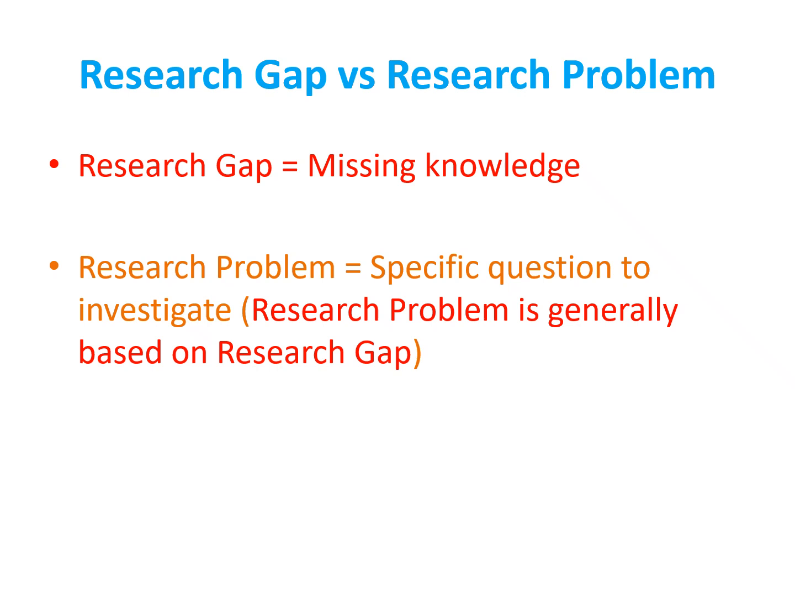Research gap versus research problem. A research gap is basically missing knowledge which needs to be addressed, while a research problem is a specific question to investigate. Generally, a research problem is based on a research gap.